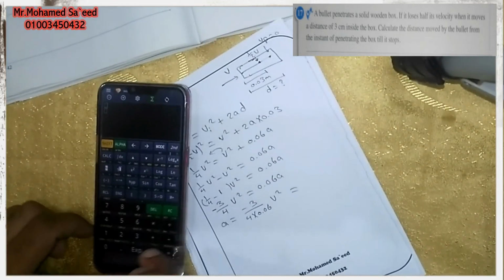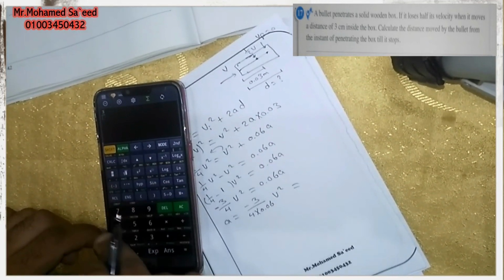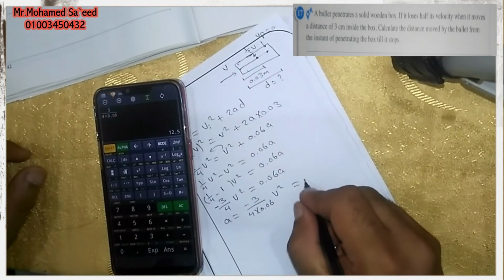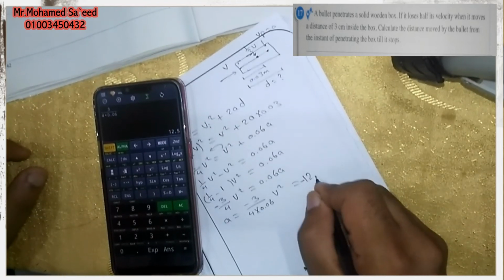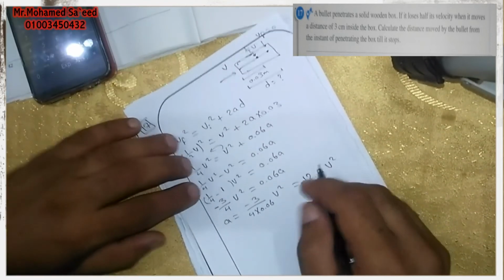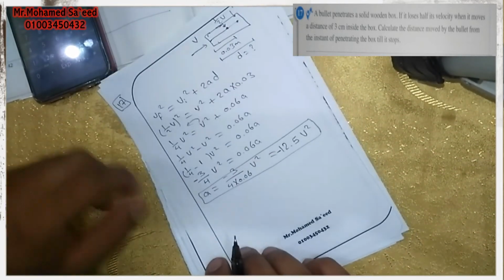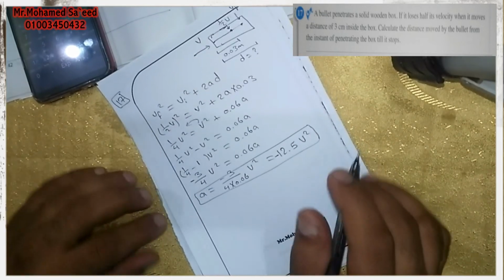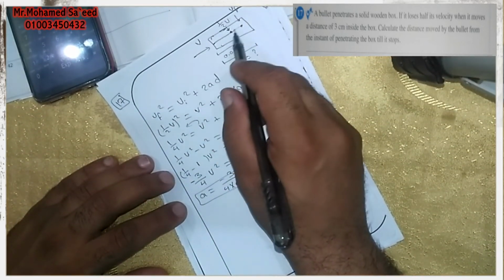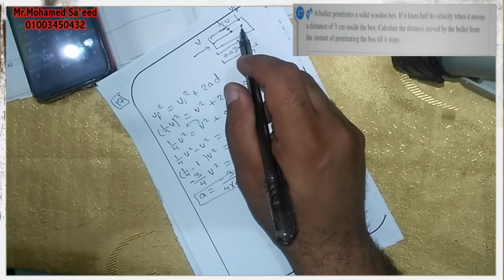We do it with the calculator: 3 over 4 multiply 0.06 equals negative 12.5 v square. Now we have a, and we will substitute a by negative 12.5 v square. Then we want to calculate the displacement, or the distance covered by the bullet, until it stops at this position.